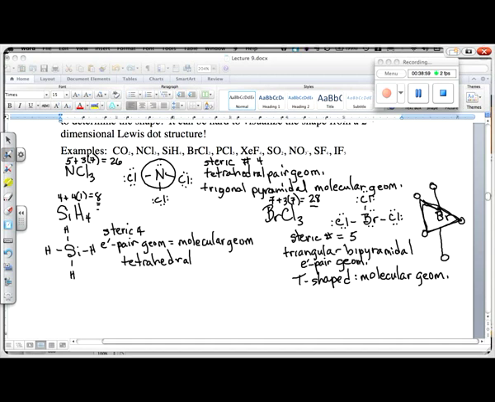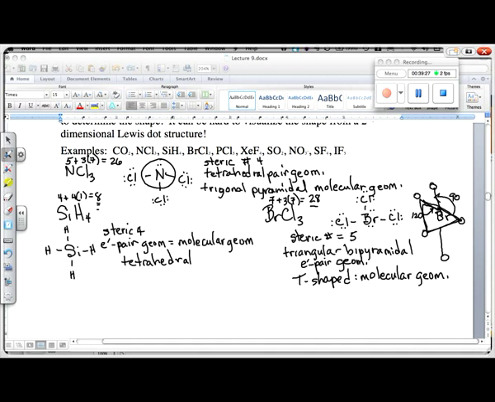So the presence of those lone pairs changes the shape. The bond angles are 90 between these things here, the plane and the things above and below, and between the things in the triangular plane are 120. I haven't really drawn it to look like that.